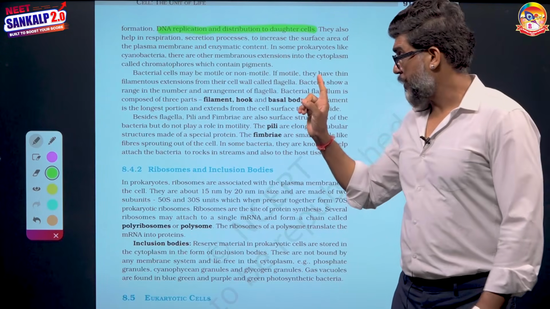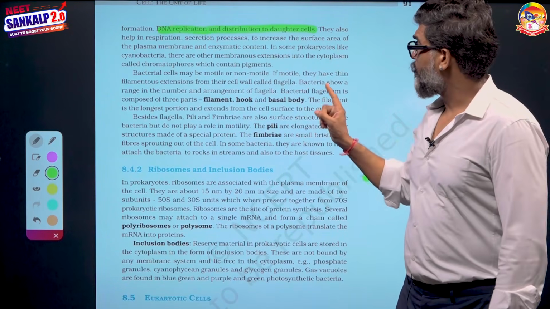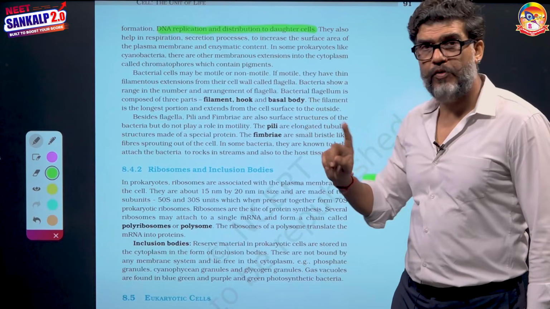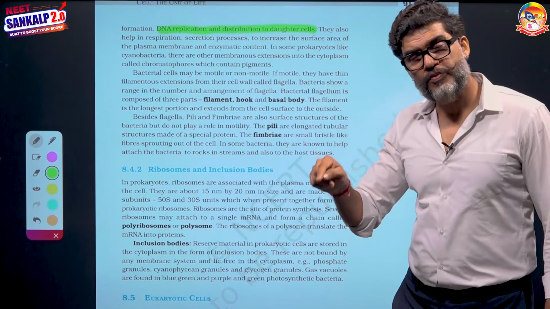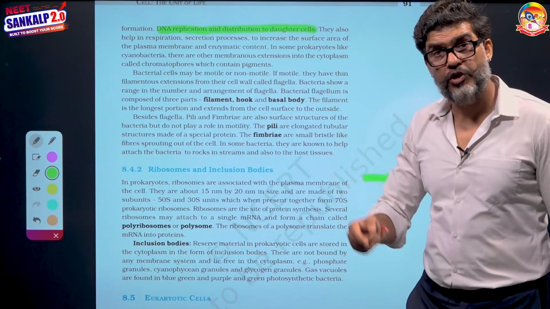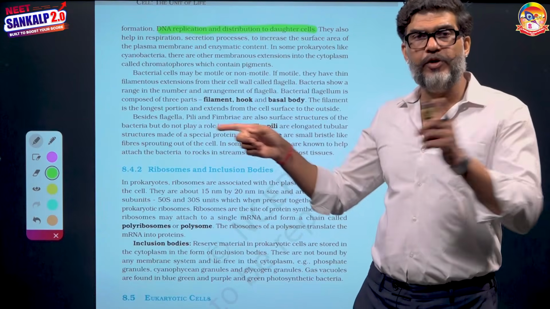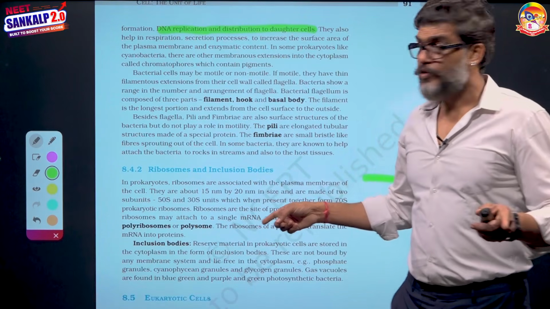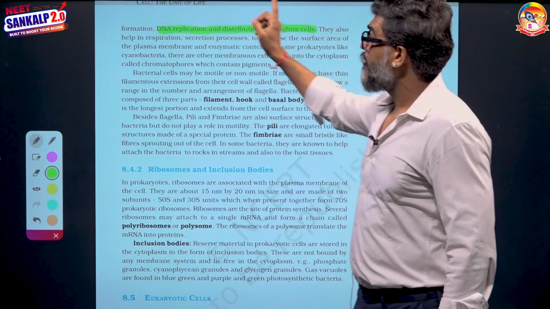Let me explain this point. Mesosomes are not helping in distribution of daughter cells. Mesosomes are helping in distribution of replicated DNA into the daughter cells. So read this line carefully.